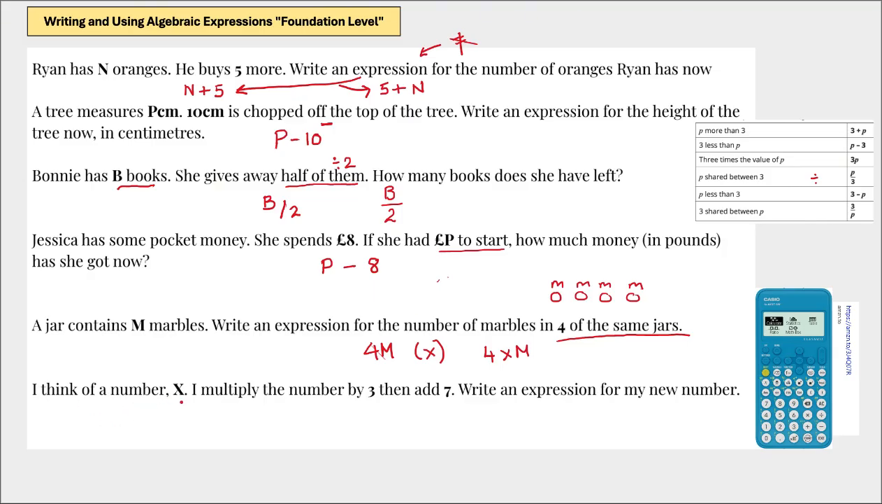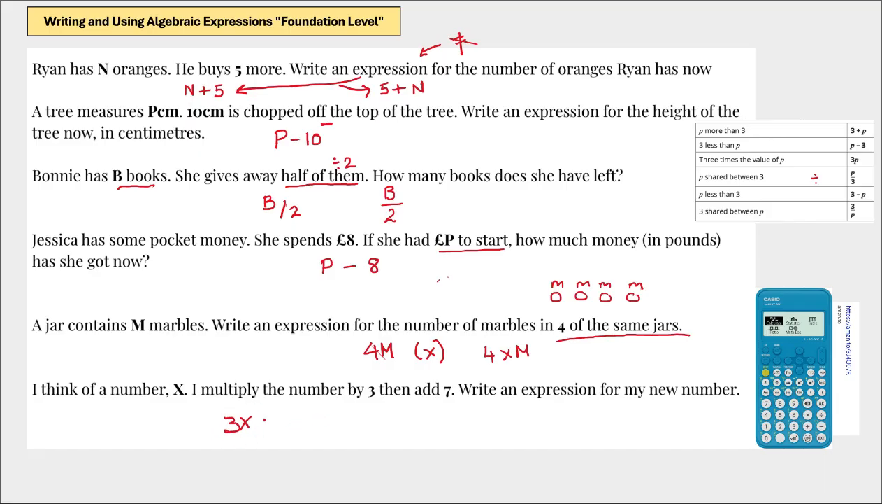I think of a number X, I multiply the number by 3, then I add 7. Write an expression for your new number. Okay, so this is probably a little bit trickier for people. So let's just break this down. I'm thinking of a number X. So let's put our X down. I multiply the number by 3. Now we know to multiply, it's got to be stuck together with that number. So I'm going to put my 3 there because it's got to be stuck with the X.